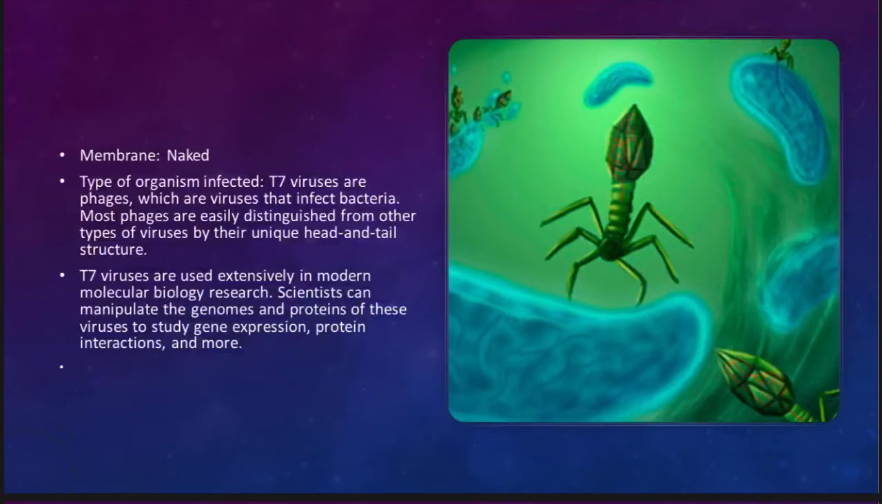T7 viruses are used extensively in modern molecular biology research. Scientists can manipulate the genomes and proteins of these viruses to study gene expression, protein interactions, and more.